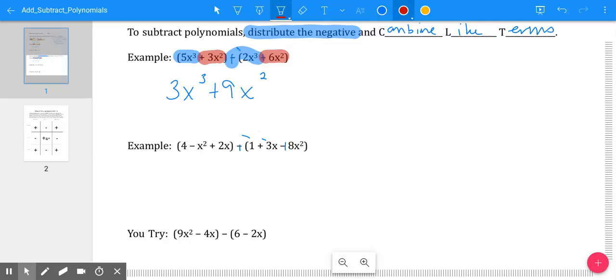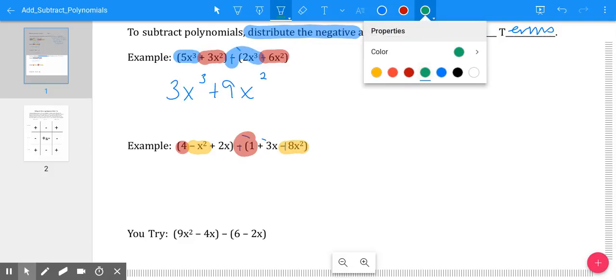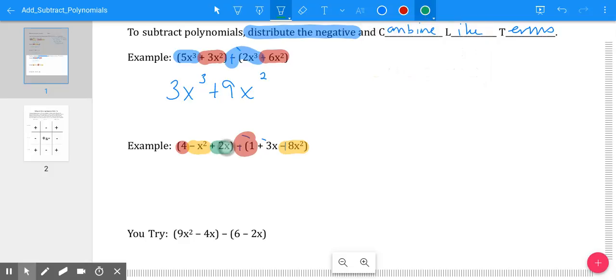And then we want to begin by highlighting our like terms. So we start with a constant 4, and if we look in our second set, we've got a negative 1. Then we've got a negative x squared, and down here we've got a positive 8x squared. And lastly, we've got a positive 2x and a negative 3x.